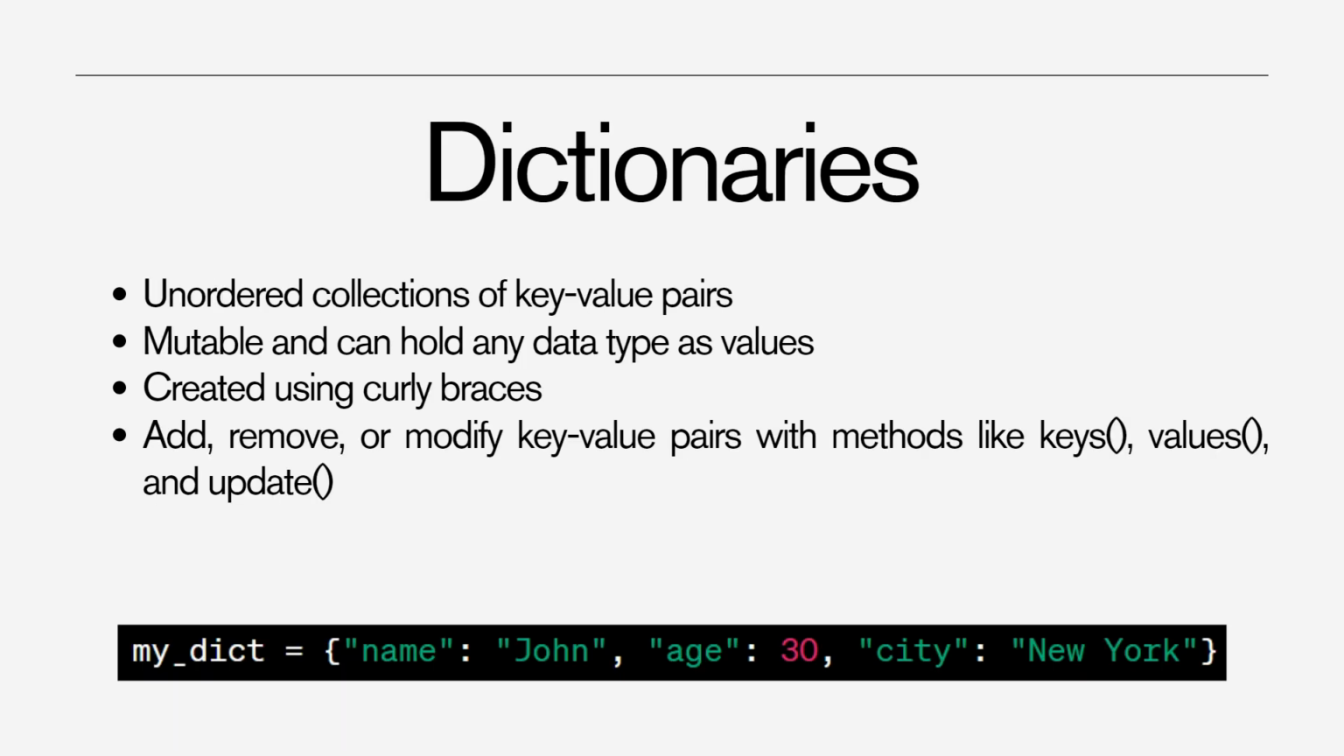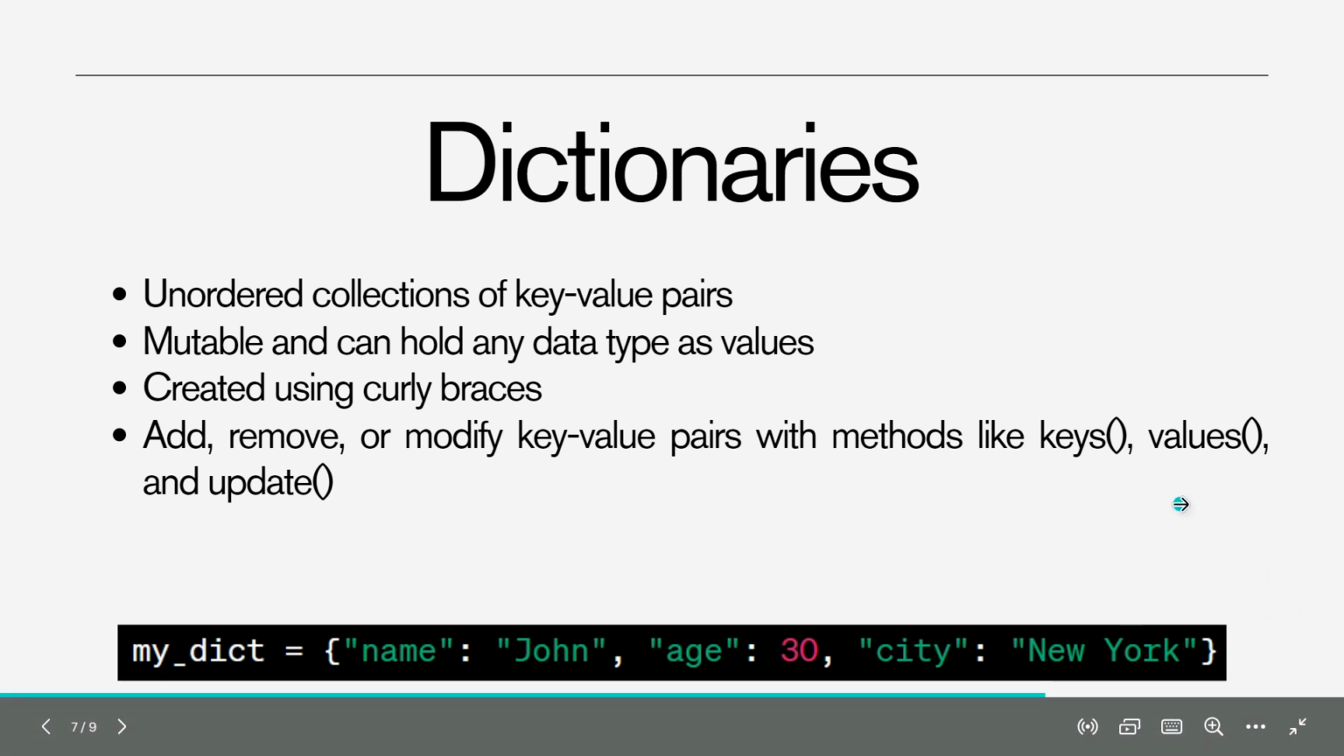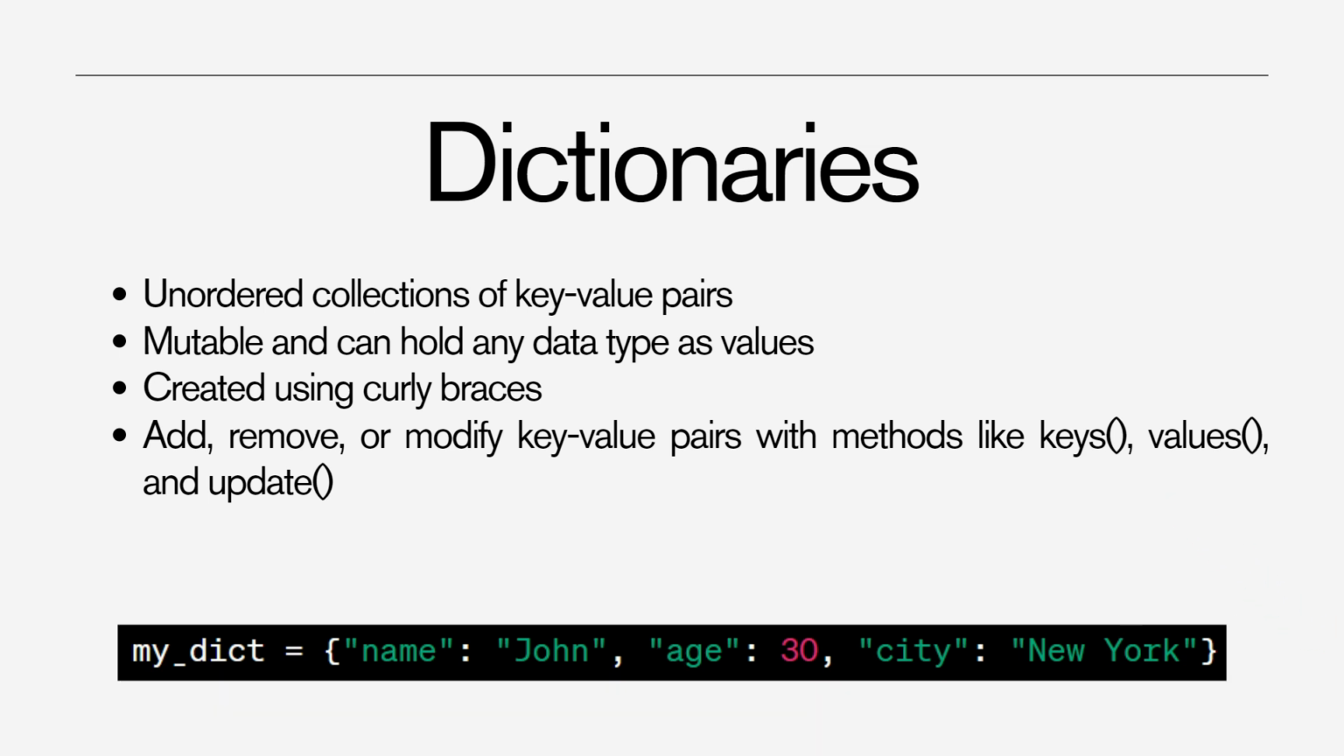Then we have dictionary. Dictionaries are another collection of key value pairs. They are mutable and can hold any type of values. You can create a dictionary by enclosing key value pairs in curly braces like this. You can add, remove, or modify the key value pairs using various methods like keys, values, and update.